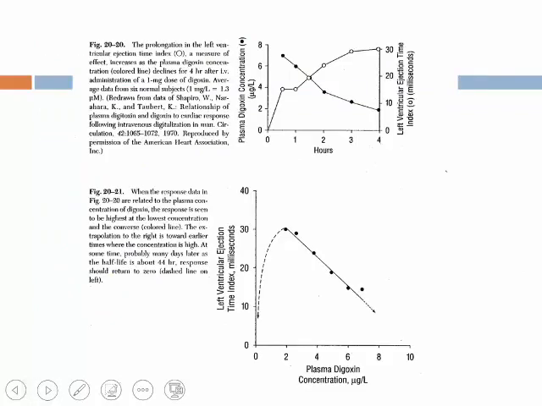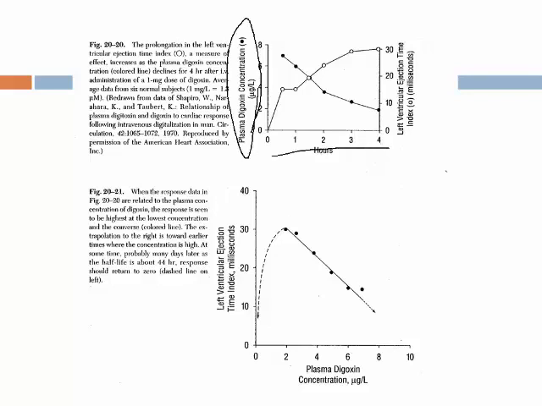This one shows digoxin data, okay? So what you see here is the plasma digoxin concentration and the number of hours. You can see here this dark dot is the concentration falling over time after you give the drug. What's going on here is the left ventricular ejection time, which we want to prolong with digoxin. Even though the concentration is the highest here, we see a delay, don't we?